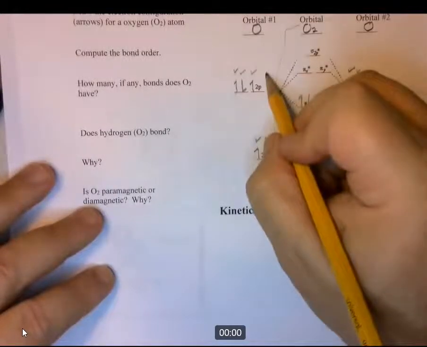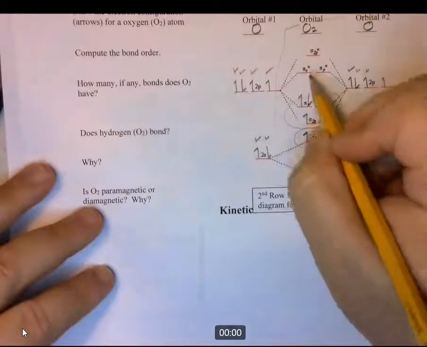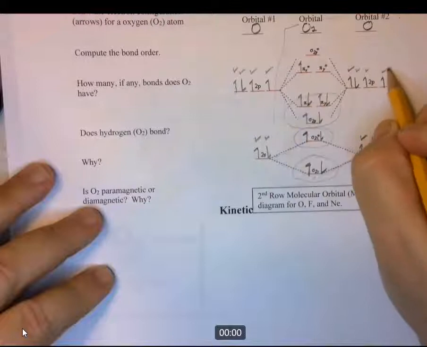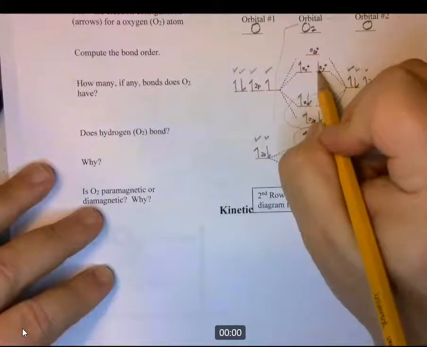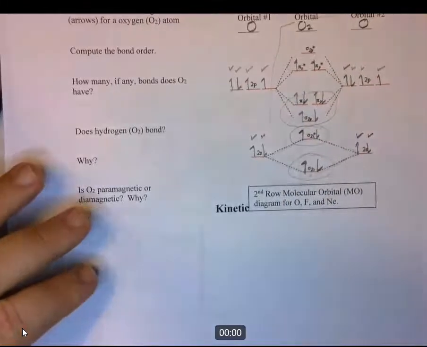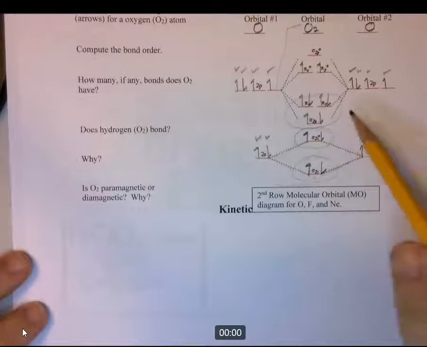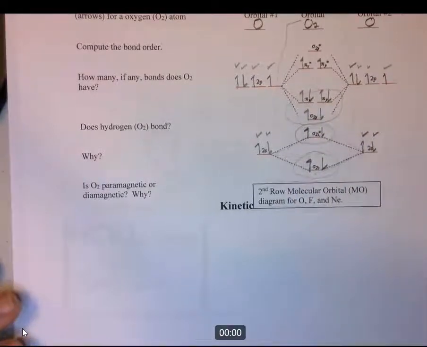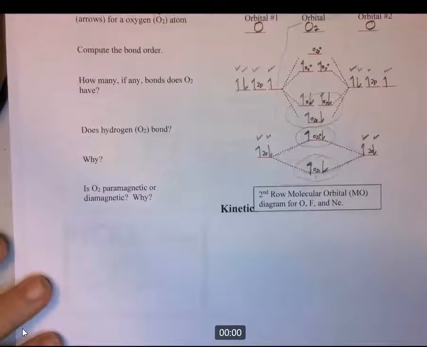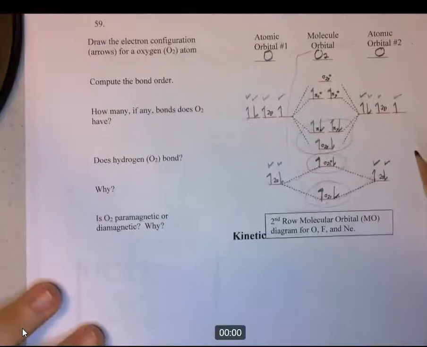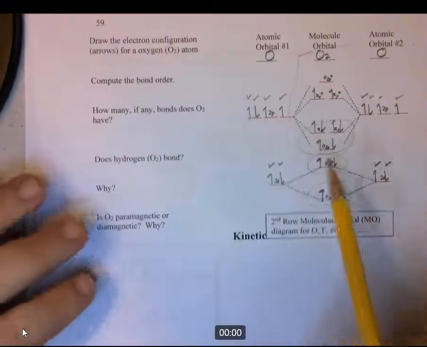Now this fourth one right here, everything down here is full, so it comes up here. And now this fourth one, because of Hund's rule, doesn't go next to this one, it goes right there. All right, and there you go. You've filled it in. You've accounted for all 12 of the valence electrons, 6 from this oxygen, 6 from this oxygen. And now it's simply a matter of computing the bond order, and that tells you how many bonds you have. So we've drawn the configuration, compute the bond order.